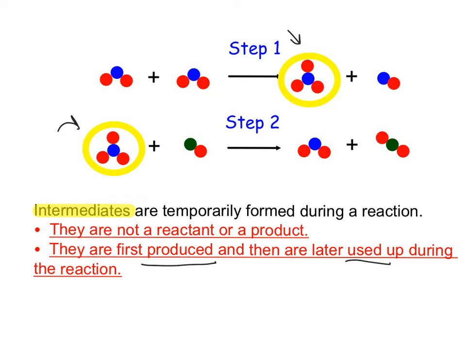It doesn't have to be the direct next step. Here we only have 2 steps, but if there was a step 3, hypothetically, then instead of using it directly in step 2, like we've done here, we could have used it later in step 3, and it still would be considered an intermediate. So as long as it gets made first and then used, we call that chemical an intermediate.